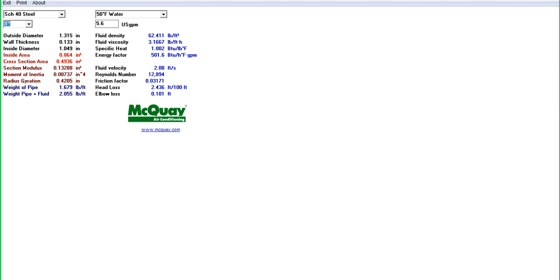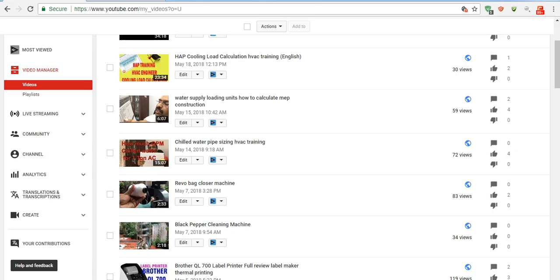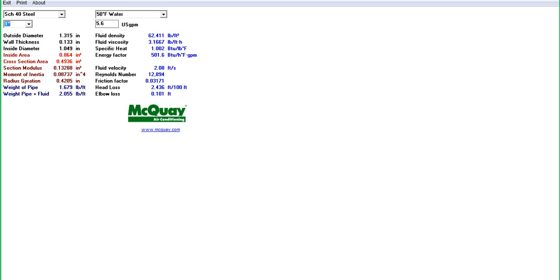Okay, in my previous video I explained about water supply loading units, how to calculate water supply loading units. In that I did not explain about pipe size. So for that solution, you can come over here, put your pipe size, and select one by one. Then you can see how many gallons there are.